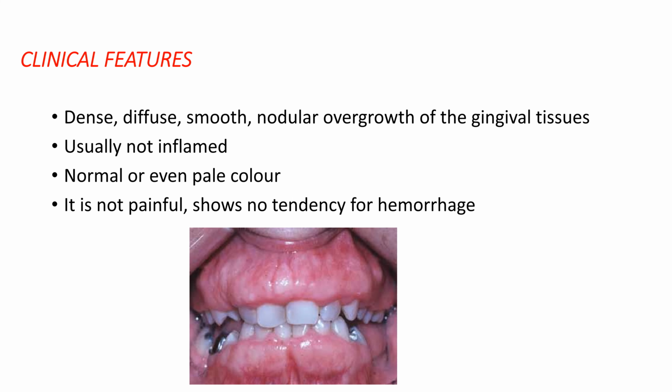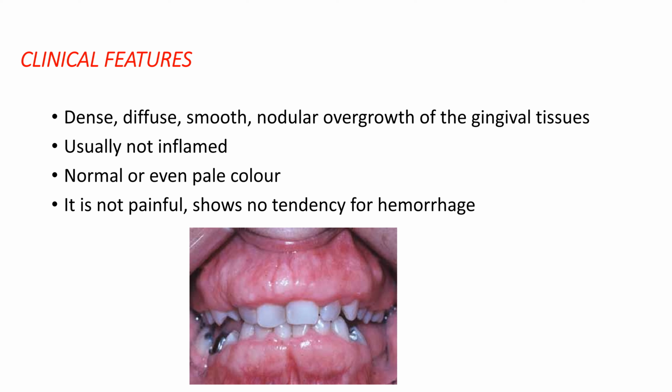What are the clinical features of fibromatosis gingiva? It is more dense, more diffuse, the surface is smooth and there is a nodular overgrowth of the gingival tissue. In the clinical picture or in the diagram, you see there is a diffuse growth. There is not a localized growth. The growth is present everywhere in the gingiva.